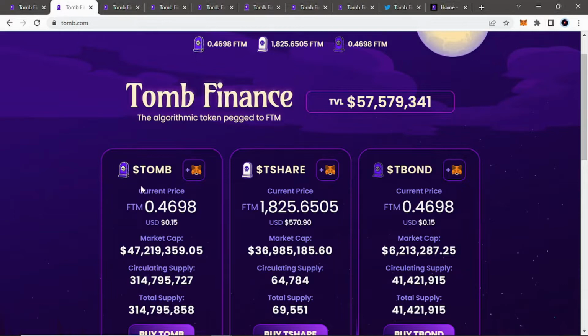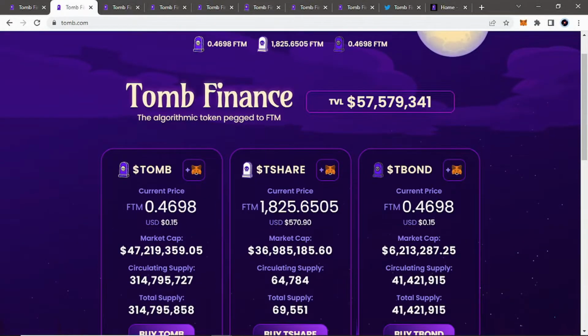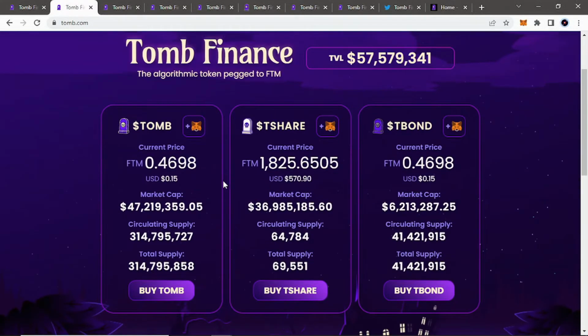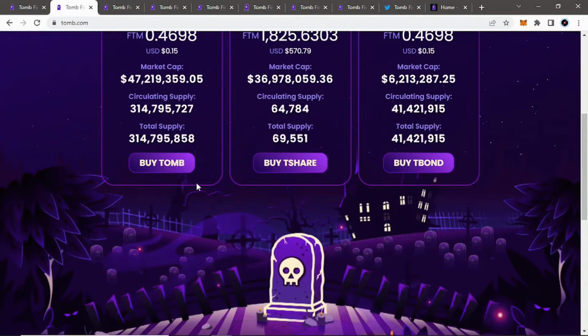So the current price of Tomb is about 46 cents. Oh, sorry, that is FTM. Tomb is about 15 cents. So you can see here with the price of FTM, their Tomb peg is down, and like most of the Tomb forks, Tomb does have 3 native tokens. So they have Tomb, Tomb shares, and Tomb bonds. You can just see the first algorithmic token on Fantom pegged to the price of 1 Fantom. So that's how you get that peg.